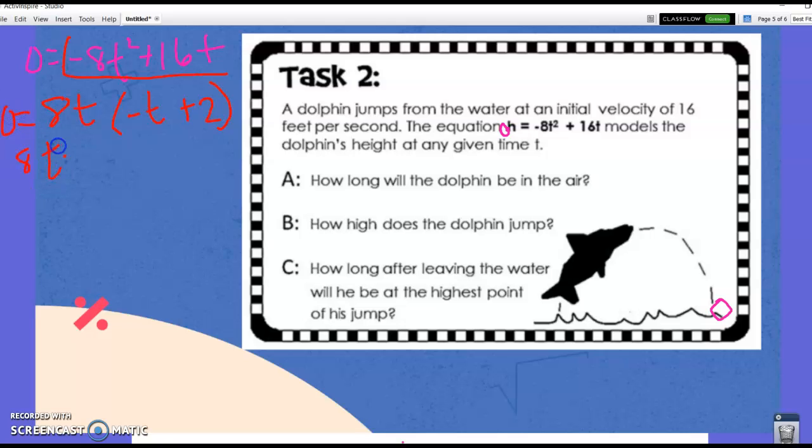So when I factor that out, both of them equal 0. 8t equals 0 will leave me with t equals 0, because 0 divided by 8 is still 0. The negative t plus 2 equal to 0 will leave me with negative t equals negative 2, so t equals positive 2. So our time of how long the dolphin will be in the air is 2 seconds.